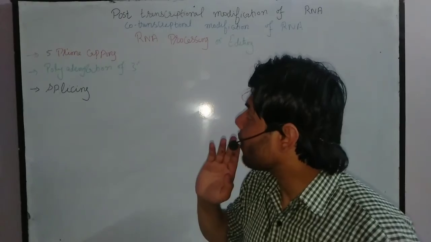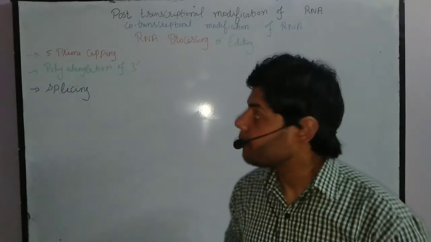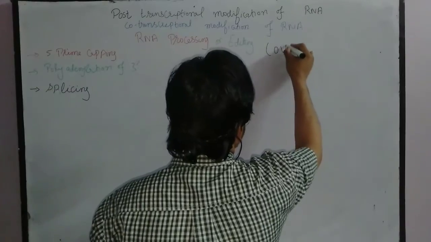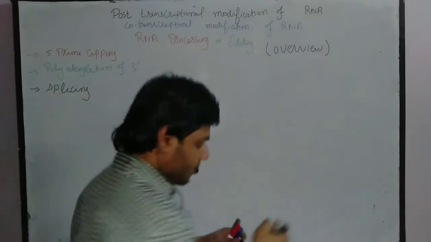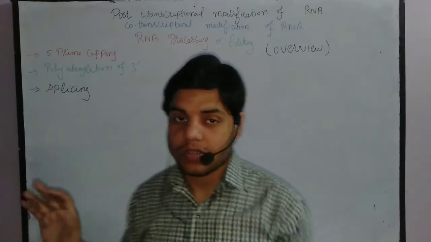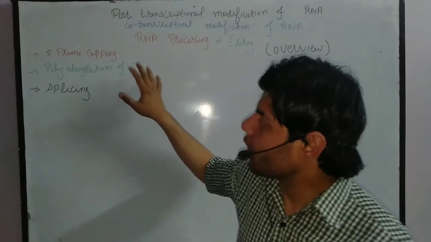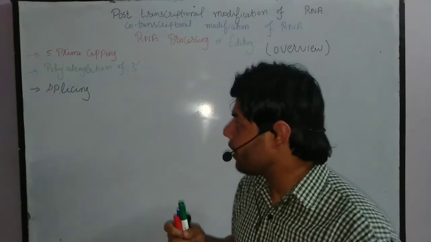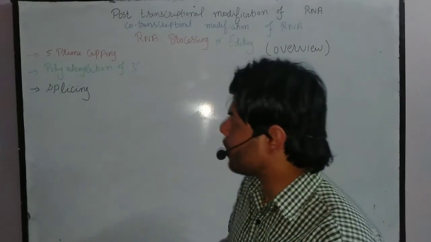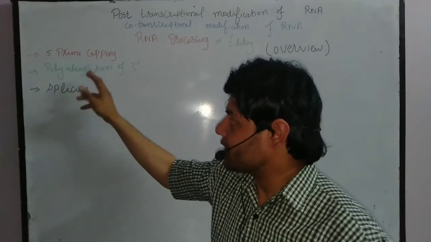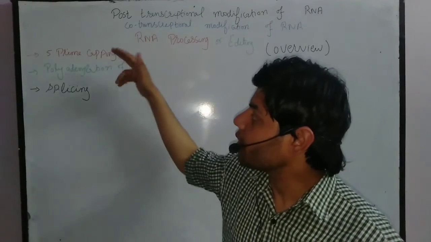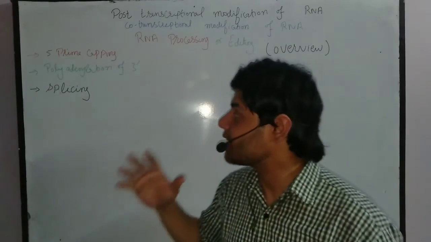This is the first video lecture on post-transcriptional modification of RNA, and in this first lecture we are going to talk about the overview, or the summary, concept, or basics. We will cover these three basic changes in the RNA molecule: 5' capping, polyadenylation, and splicing. And inshallah, in the next video lectures, we will talk about each of the three step by step, in detail.